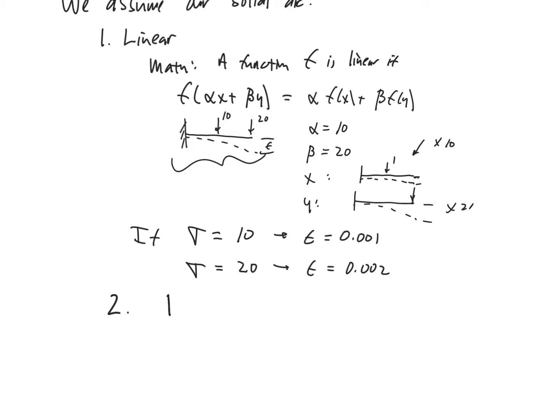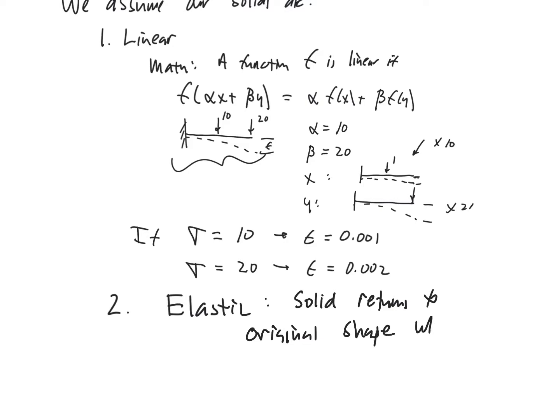The second word that we use is the word elastic. This one's easier to define. Elastic means that you take a solid, you load it, it deforms, you take the load off, and it goes back to its original configuration. So we say that the solid returns to its original shape when the load is removed.